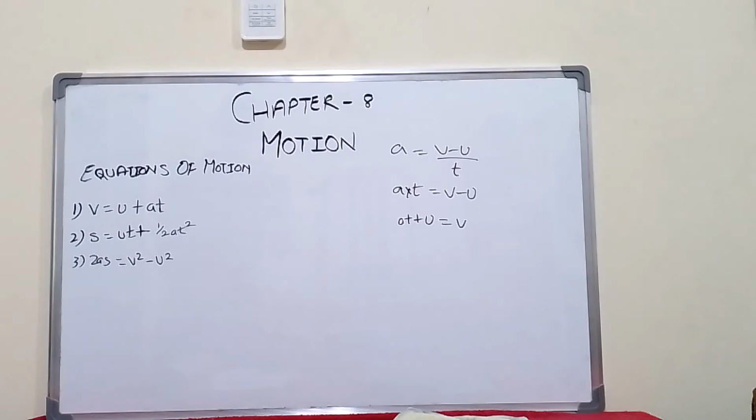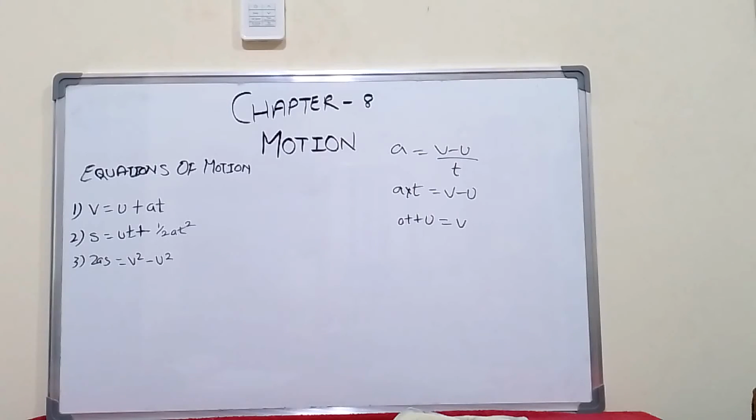And the last and final equation is 2as equals to v square minus u square. Here v is final velocity, u is initial velocity, a is acceleration, and s is the distance covered. So it means 2 into acceleration into distance or displacement is equal to the final velocity square minus initial velocity square. So these are the 3 equations of motion.